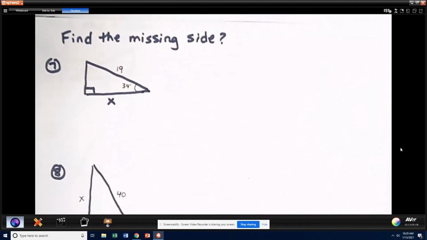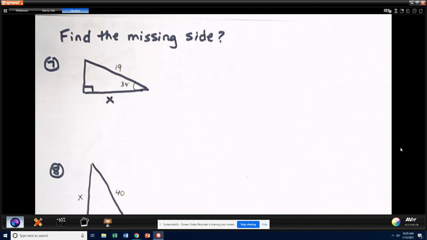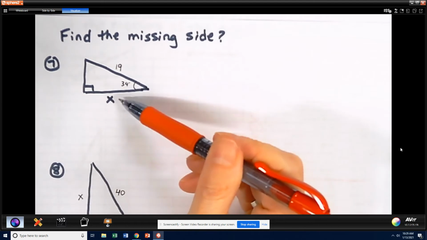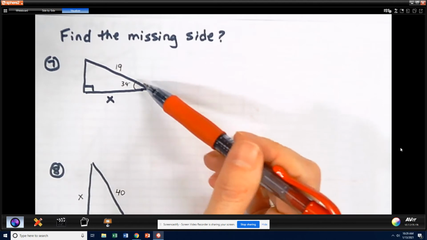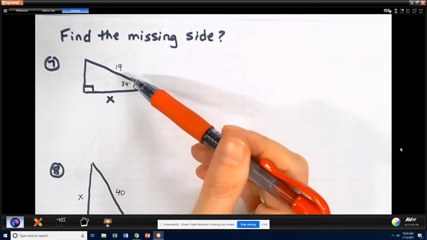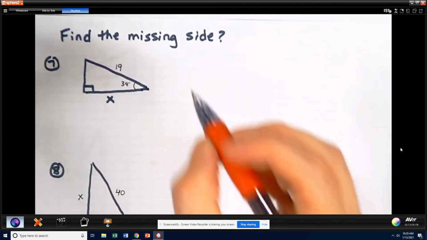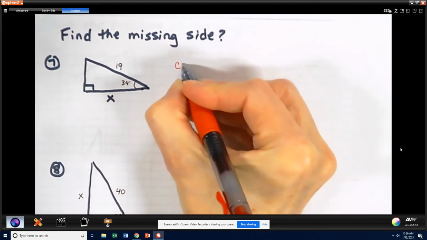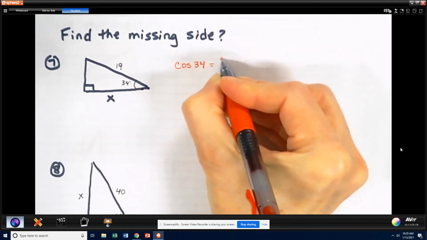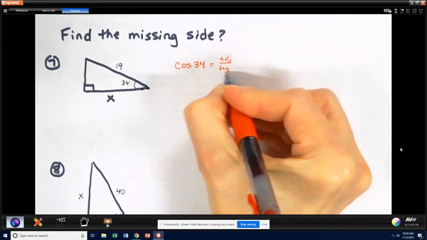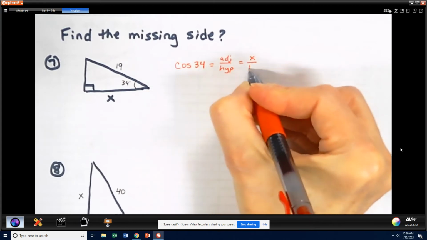Let's do one where you know the angle, but now you want to find the missing side. Again, you're going to want to look at the angle and look at its relative position to the sides. This angle is adjacent to that side and also next to the hypotenuse. What trig function takes adjacent and hypotenuse? Cosine. So in this case, cosine of 34 degrees will equal my adjacent over my hypotenuse, which in this case is x over 19.